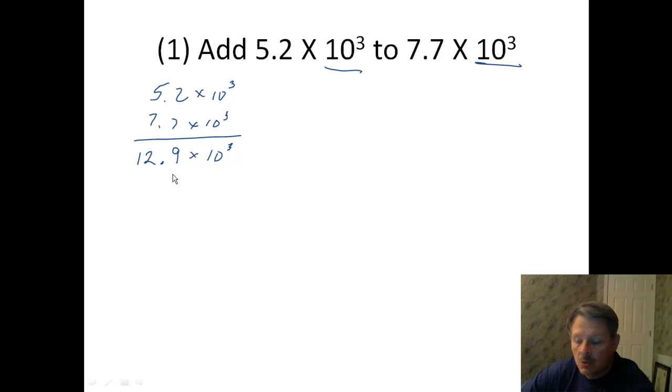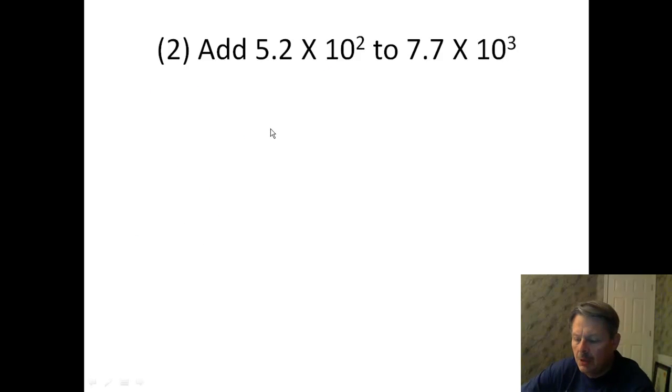Now that's just doing the math, that's what it comes out to be, but you have to make sure that you put this in scientific notation, which means you have to move your decimal point to the left here. So that means I'm making my first number smaller, I have to make this one larger. So this is going to be 1.29 times 10 to the fourth, because I have to make that larger. Okay, that's your answer to number one.